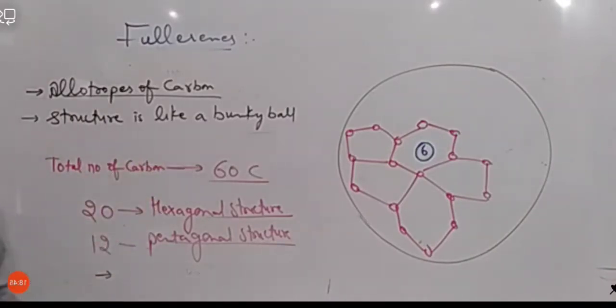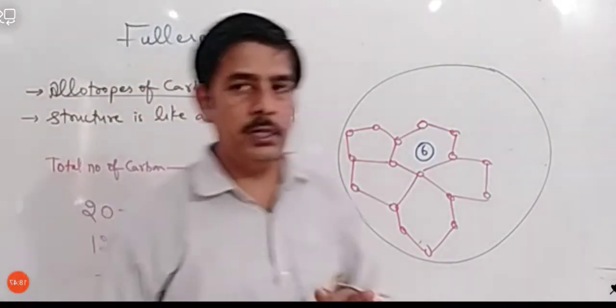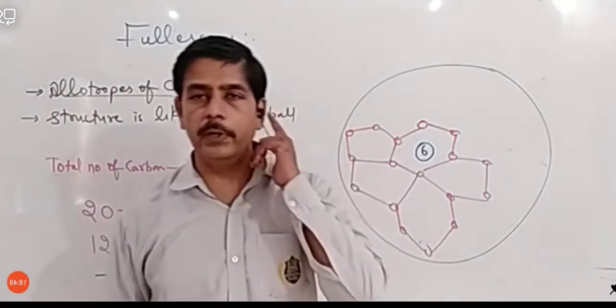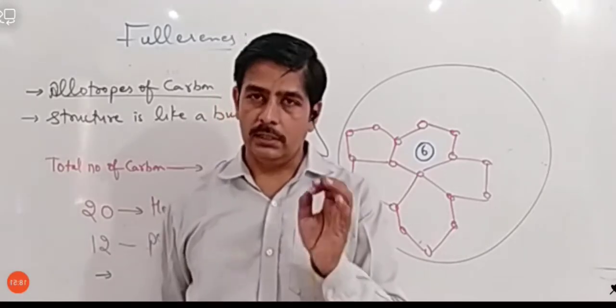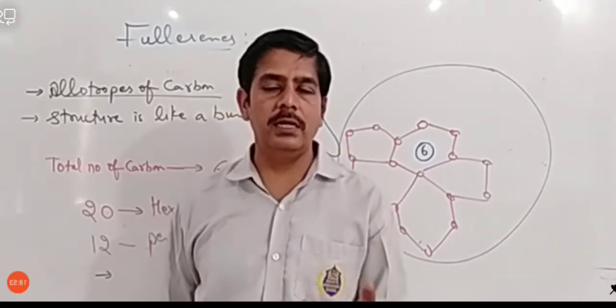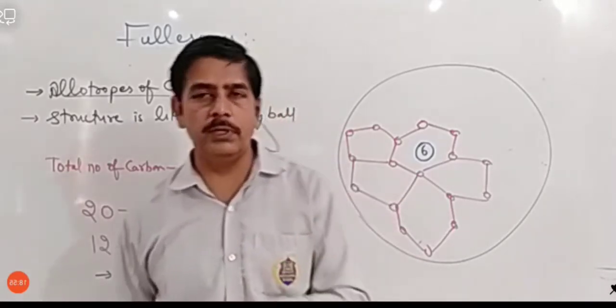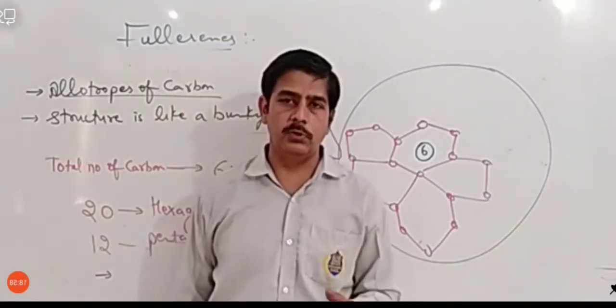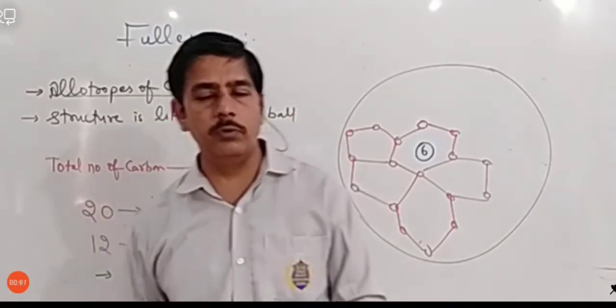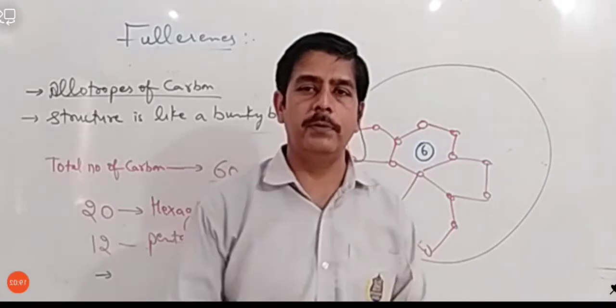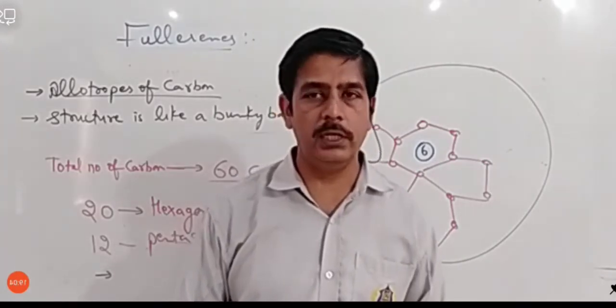It is called fullerene. And the use of fullerene is that it can be used for medicine. Actually, it is used in medicine as an antibiotic. In many places it is used, but it is not mentioned in your textbook. It is not given there, but you have to remember it can be used for medical purposes.